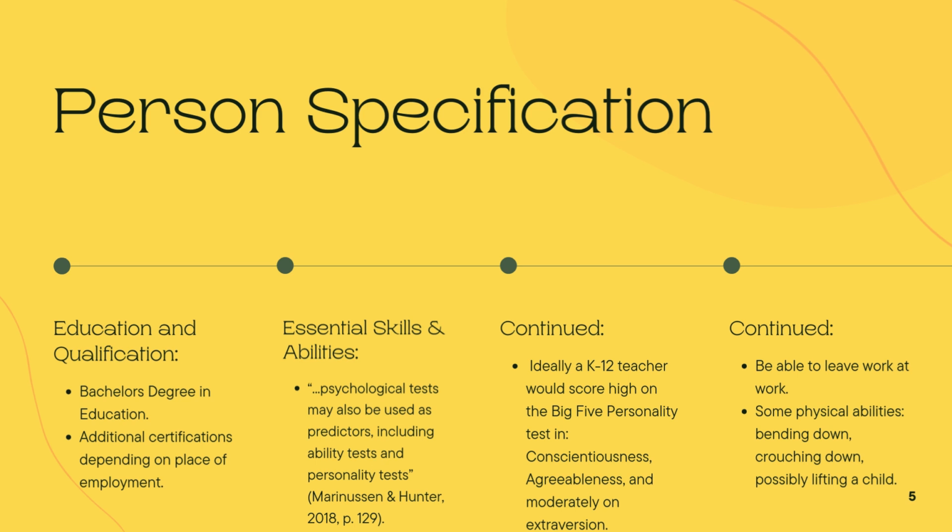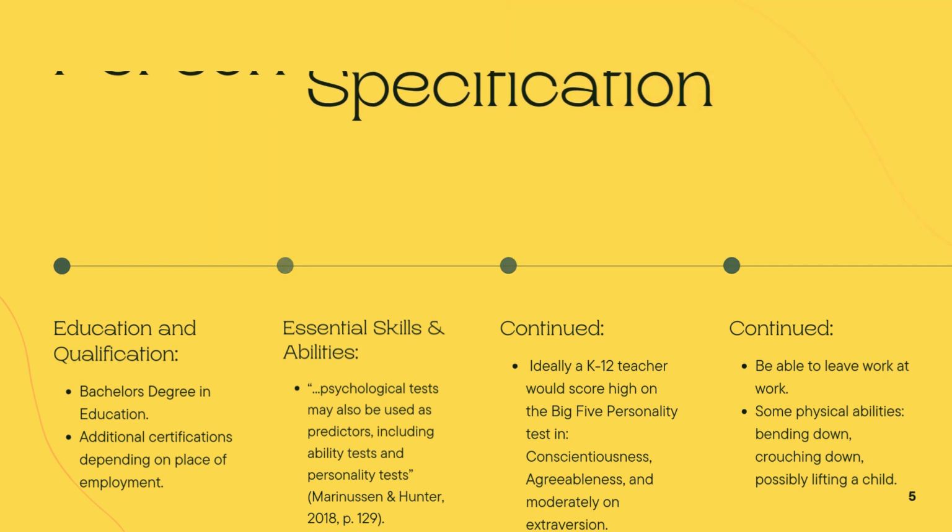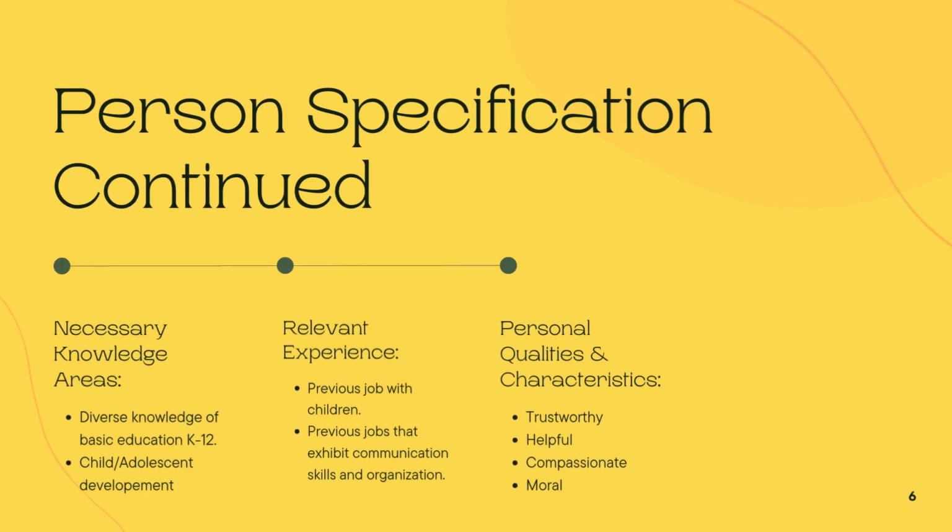Some physical abilities, bending down, crouching down, possibly lifting a child. Necessary knowledge areas, diverse knowledge of academic education, K through 12, adolescent development, relevant experience, previous jobs with children, jobs that exhibit communication skills and organization. They need to be trustworthy, helpful, compassionate, and moral.